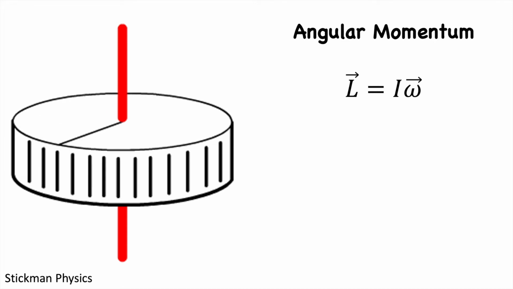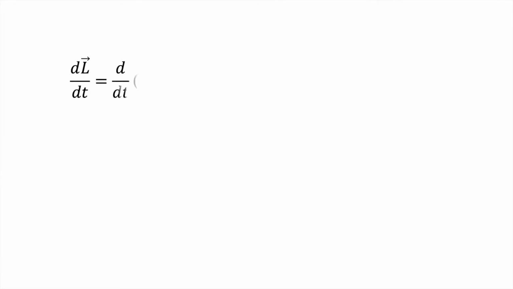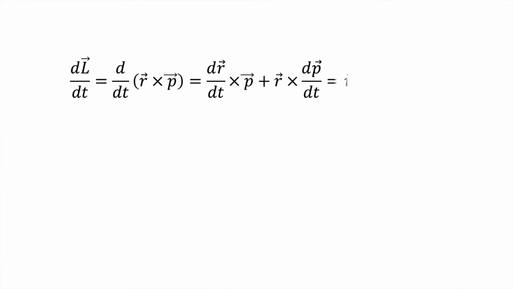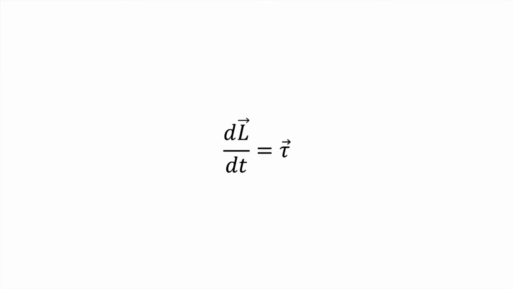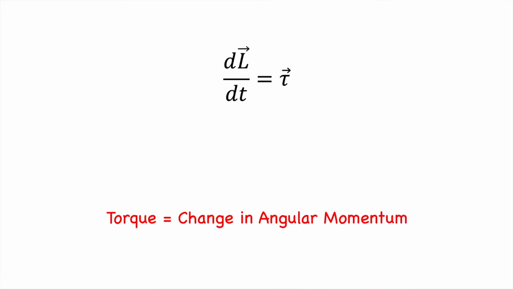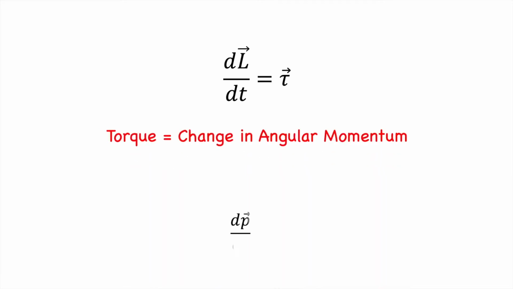Let's now see what happens when the angular momentum changes over time. If we differentiate the angular momentum with respect to time, we obtain this expression. However, note that the velocity and the linear momentum have the same direction, and hence the first term is zero. The second term is namely the torque applied on the object. Therefore, we conclude that the torque is the change in angular momentum over time. This relation is analogous to that of the force and the linear momentum.